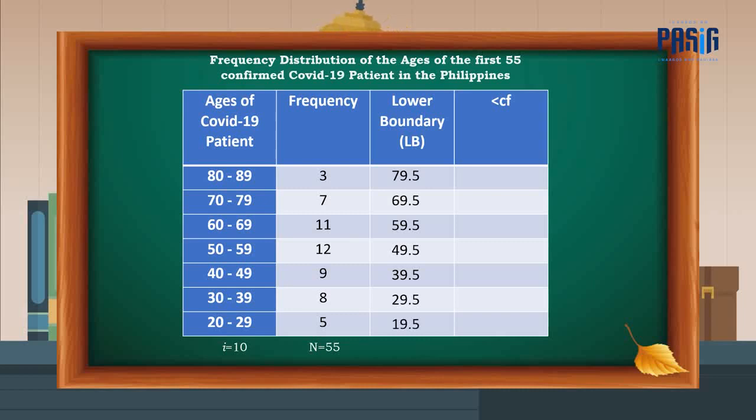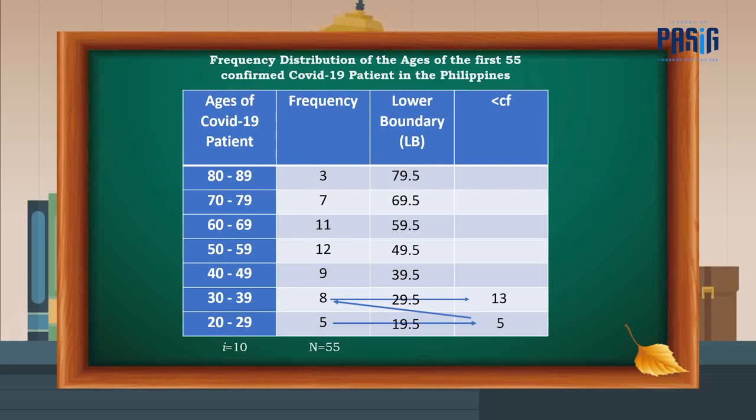To get the lower boundary, subtract 0.05 from the lower limit of each class size. And to get the less than cumulative frequency, we will start with the bottom frequency since the given data is in decreasing order. So first, write 5. Adding the upper frequency, which is 8, we will have 13.